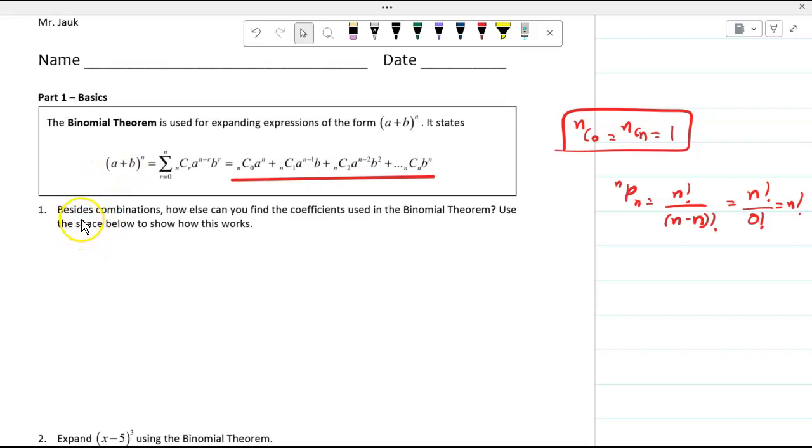Besides combination, how else can you find the coefficients of a binomial expansion? Using Pascal's triangle. 1, 1, 1, then 1, 2, 1. This is the expansion of (a + b) the whole square: a squared plus 2ab plus b squared. 1, 3, 3, 1 is (a + b) the whole cube. 1, 4, 6, 4, 1 is (a + b) raised to 4, and so on.